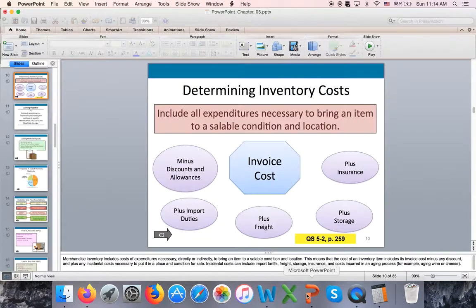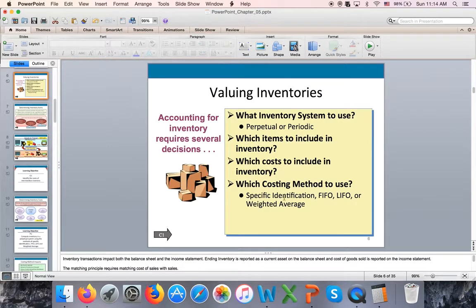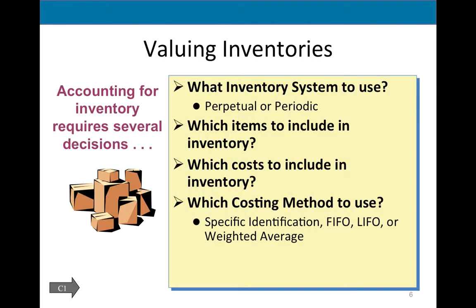Okay. So the last question here is the most important one. Which costing method to use? As I said, we have a choice of 4 methods. We can use any of them. And by the way, GAAP allows companies to use different methods for different types of inventory.